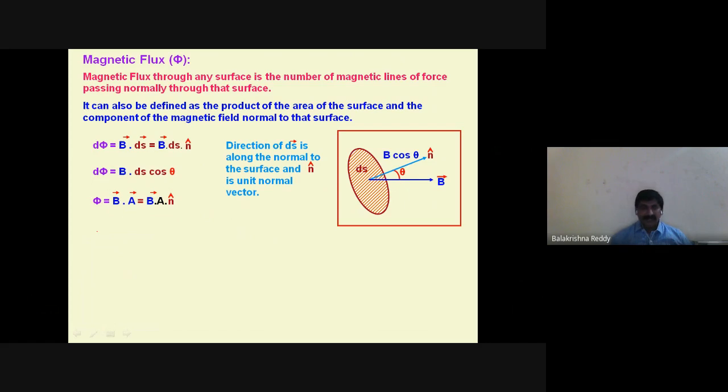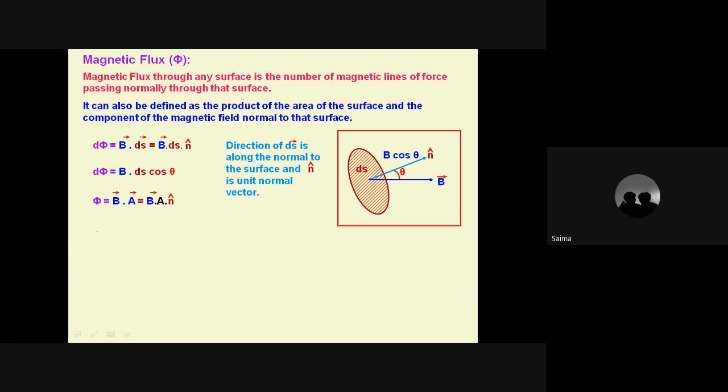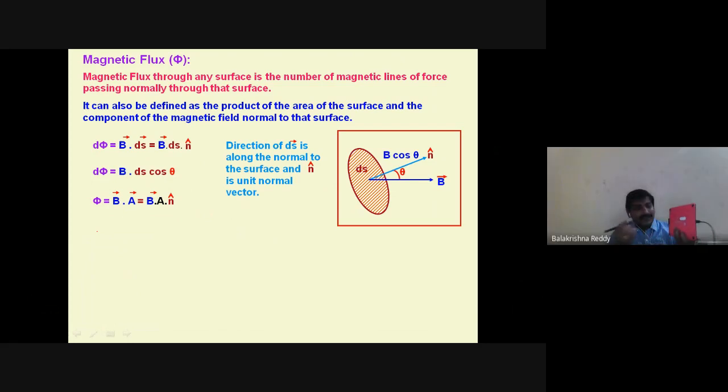Flux, for example, through this surface area, I think you are able to see in my hand. Through this area, if the flux enters and comes out, then this is exactly the surface area I can say. Through this area, if magnetic flux enters, this is the facing of the area.